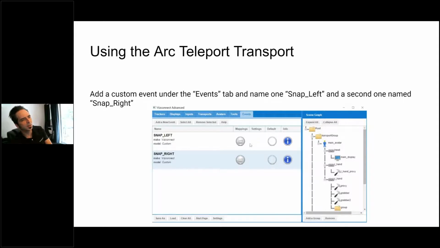under events. So under events, you can just go and create, for instance, I have the snap left and snap right events. You just label those, and then you go and assign whatever input button you're going to use to trigger that event. And then there's just a little bit of code that you add to your VizConnect file, and it's pretty simple to add that. And we have some VizConnect files, if you need one, that just have those already added.